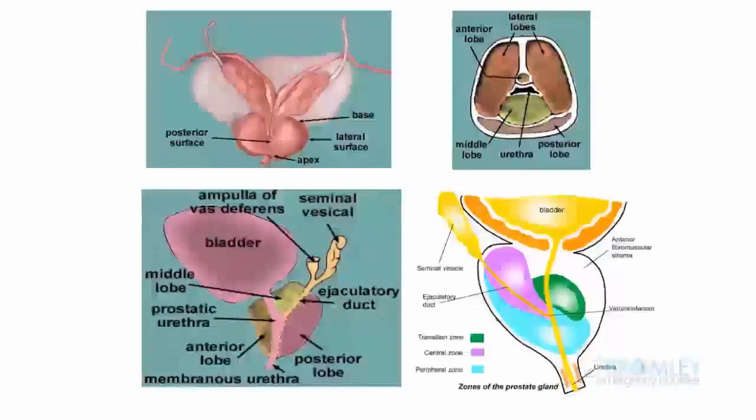Which one can be palpated readily? It's the posterior lobe. Which lies between the ejaculatory ducts and the urethra? That is the middle lobe. Which enlarges? It's the middle lobe. Which forms the majority of, or contributes to the bulk of, the prostate? That's the lateral lobe. And people talk about the zones in terms of histology: the transition zone, central zone, and peripheral zone, which you can read about.